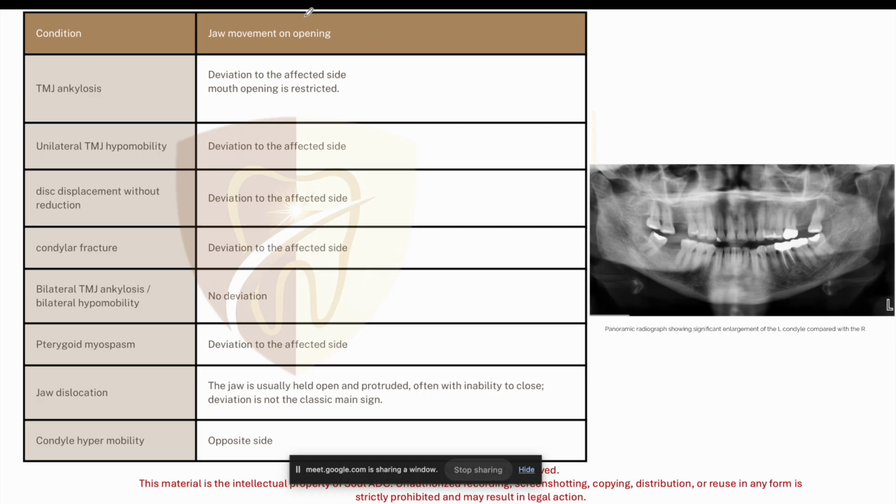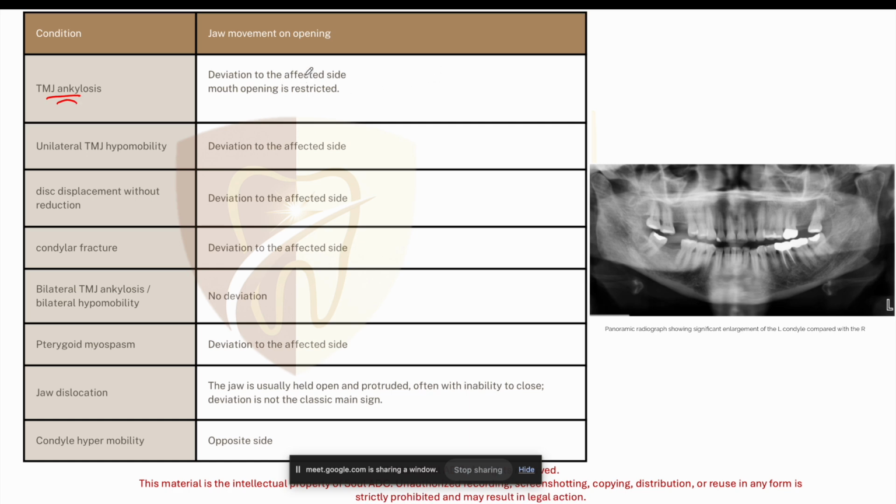Here, these are the jaw movements on opening. So if there is TMJ ankylosis, so fusion of your TMJ happens, where will the movement of your jaw be when you're opening it? It will be on the affected side.